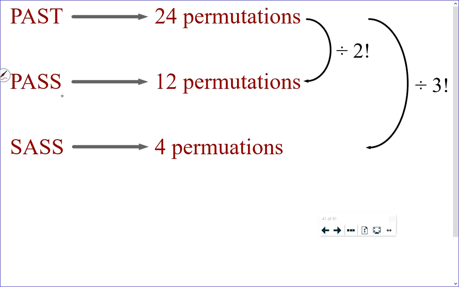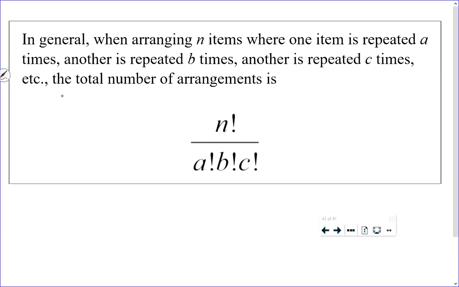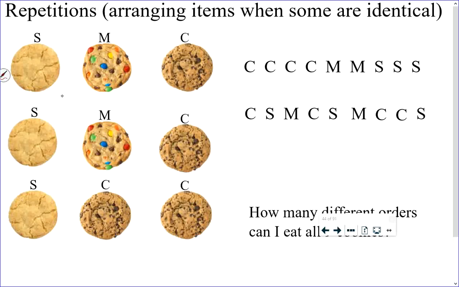In other words, well, we'll get to this in a second. If you're going to arrange a number of items and some items are identical, in other words, they appear more than once, you divide by the factorial for each of those numbers that tell you how many times that thing is repeated. So if one item is repeated A times and another is B times and another is C times, this is what you would do.